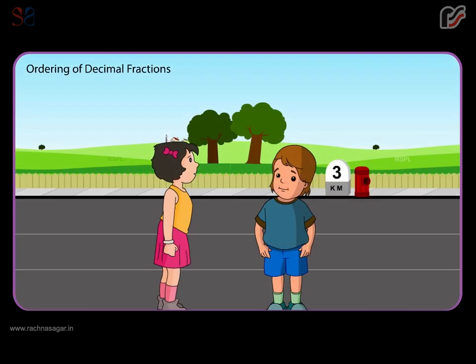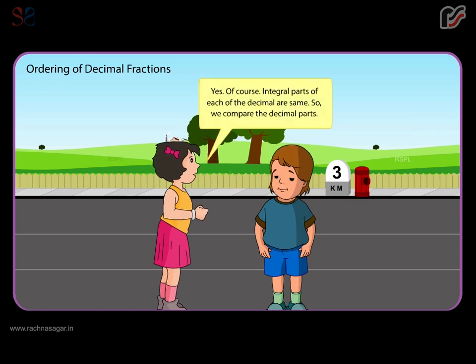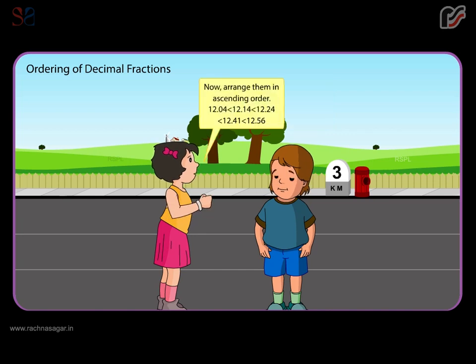Ordering of decimal fractions. Can you write the decimals 12.41, 12.04, 12.14, 12.56 and 12.24 in ascending order? Yes, of course. The integral parts of each of the decimals are the same. So, we compare the decimal parts. Now, arrange them in ascending order.